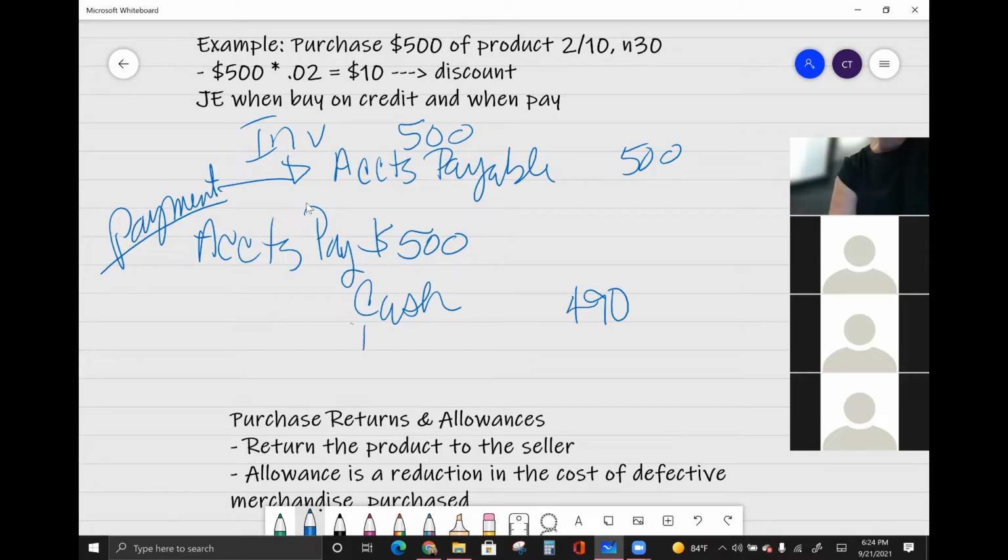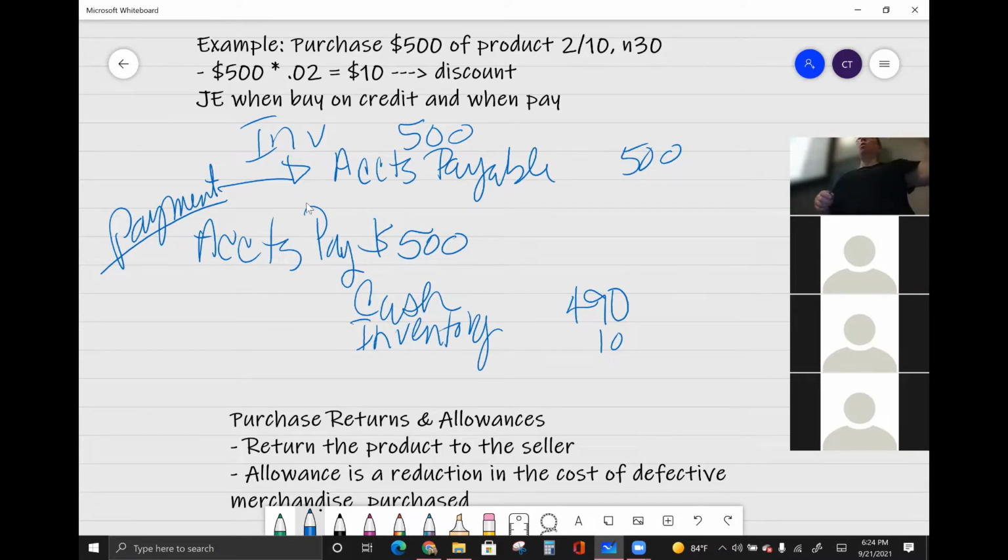So let's just go to inventory. I have to look at the homework and see how it does it. So we're reducing the cost of that inventory by $10 because we didn't pay 500, we paid 490. So we reduce the cost, or it could be purchase discount that goes to an account that's keeping track separately of how much your discounts are on purchases. Okay, does that make sense so far?